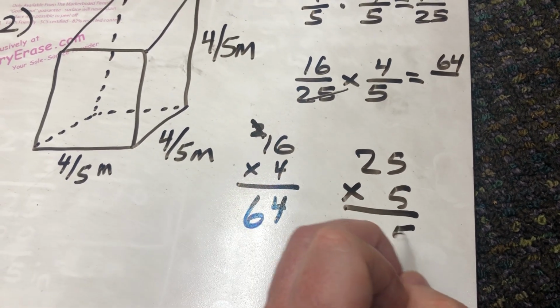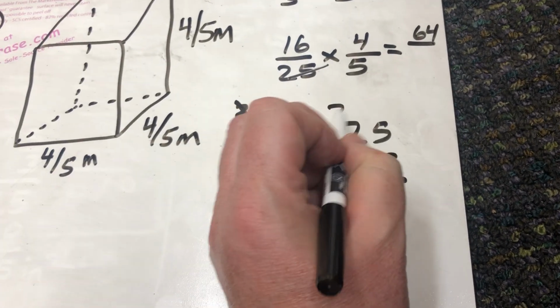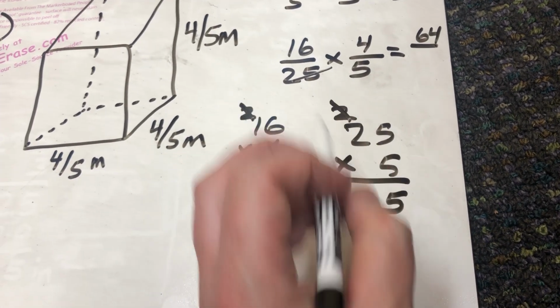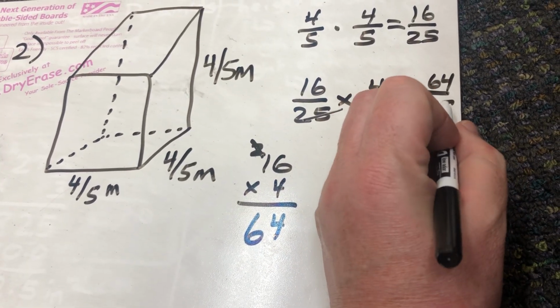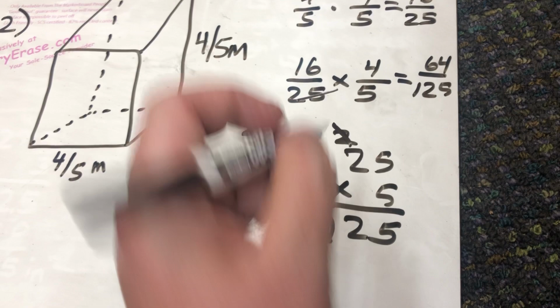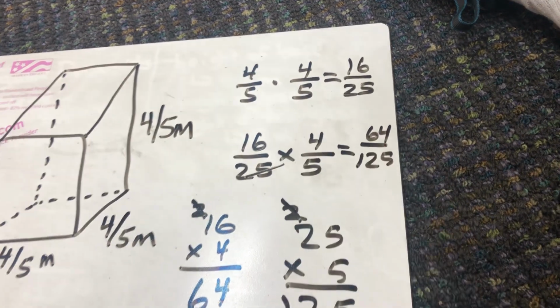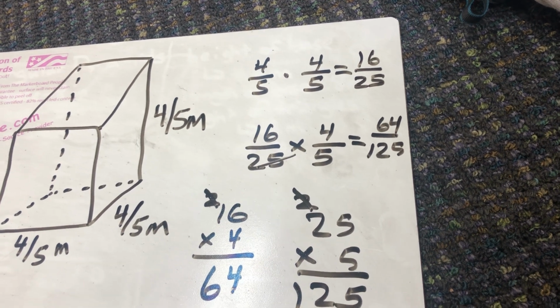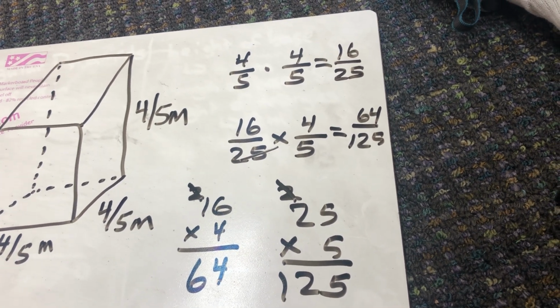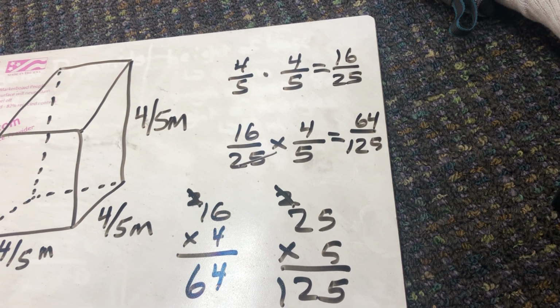5 times 5 is 25. Put the 5 down, carry the 2. 5 times 2 is 10, plus 2 is 12. I get 125. And since I couldn't cross-check, I can say in confidence that 64 over 125 is in simplest form, which it is. Nothing besides 1 can go into both 64 and 125.